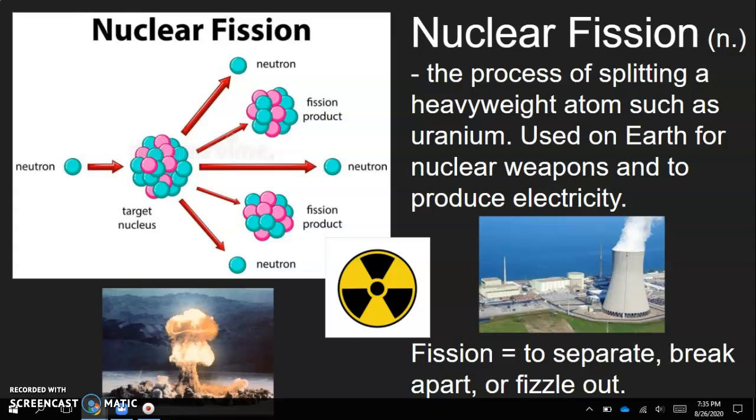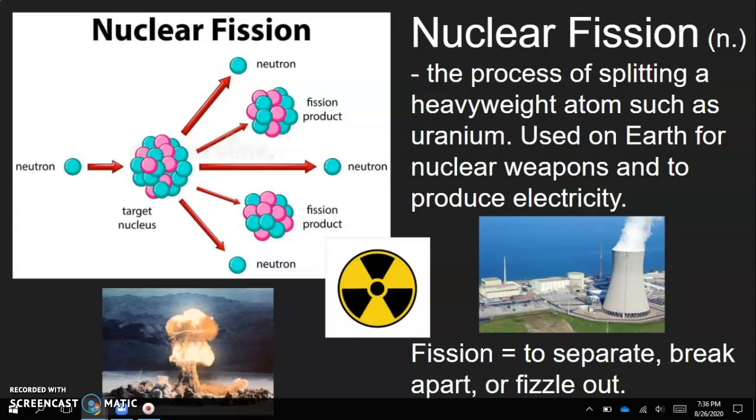Okay, so fusion, the lightweight atoms coming together. Energy is a byproduct that reaches the Earth as solar radiation. Fusion naturally occurs in the sun. Okay, fission is something that humans do. Nuclear fission is a human process, okay? We do it to separate heavyweight elements. So I need you to be able to compare and contrast the two, all right?